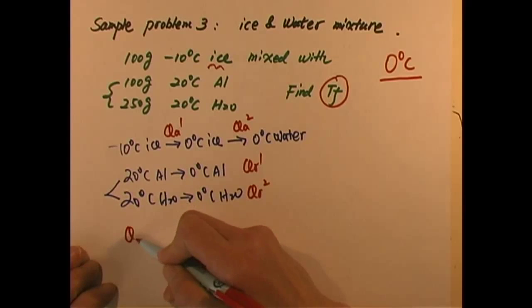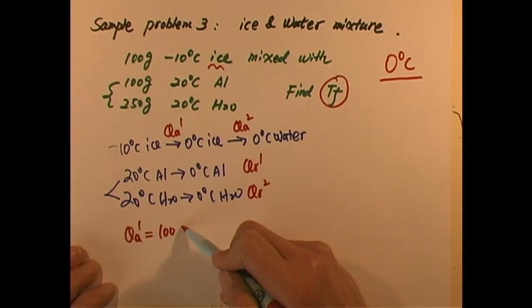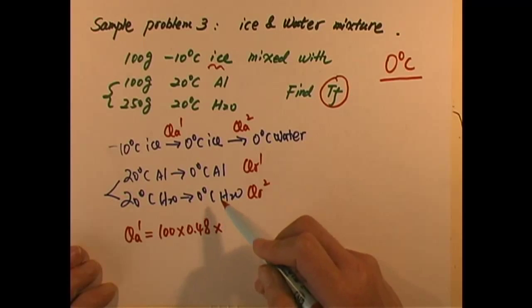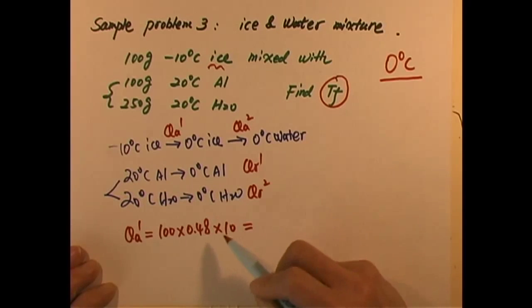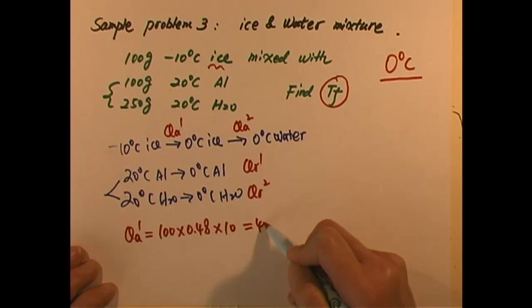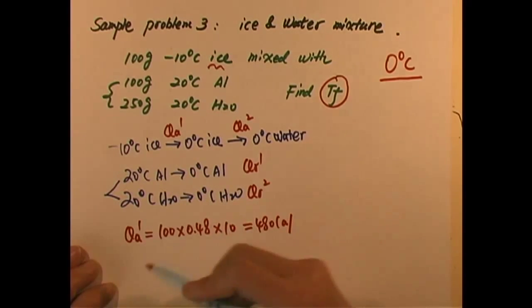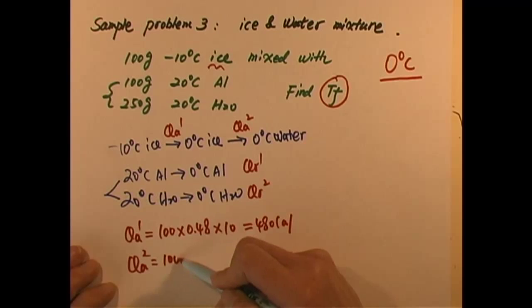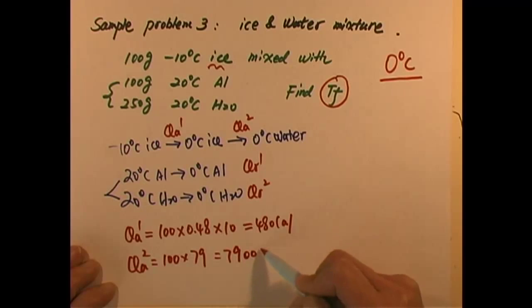So for Q absorb 1, that is the mass of the ice, which is 100 grams, times the specific heat of ice, which is 0.45, and the change in temperature, final 0, initial negative 10, so it's 10. The result is obviously 450 calories in order to do this. And then Q absorb 2, melting. In order to melt all of it, 100 grams, every gram needs 79 calories. So we need 7,900 calories of heat. So Q absorb 1 and Q absorb 2 need this much.